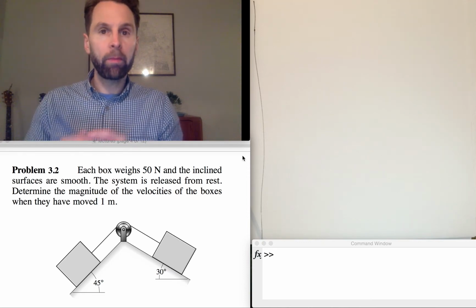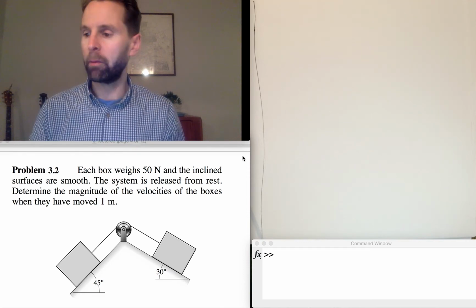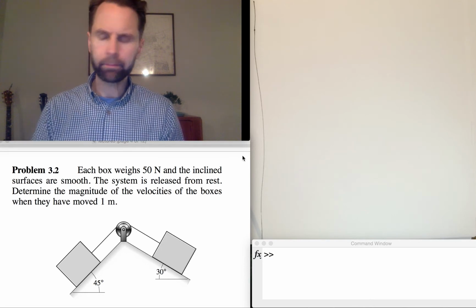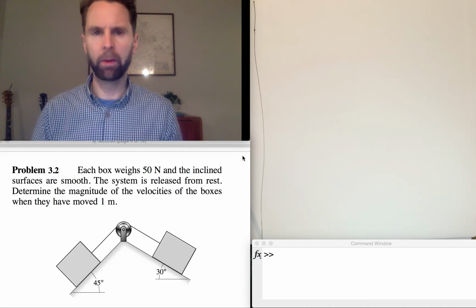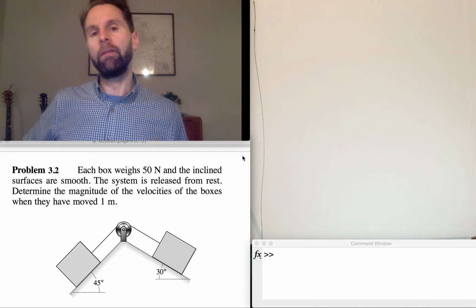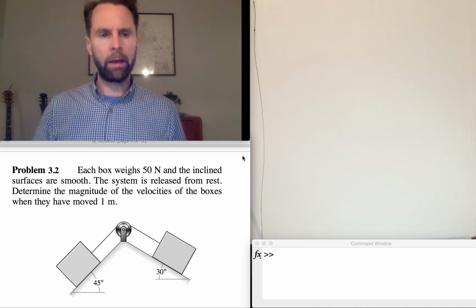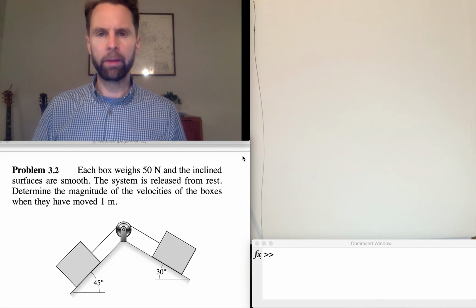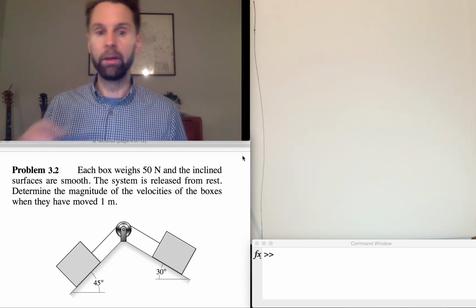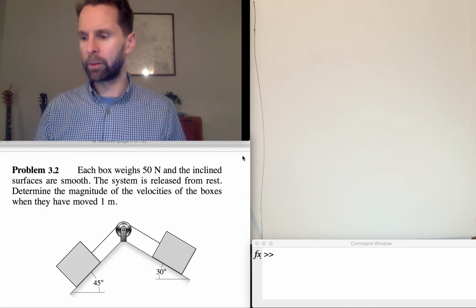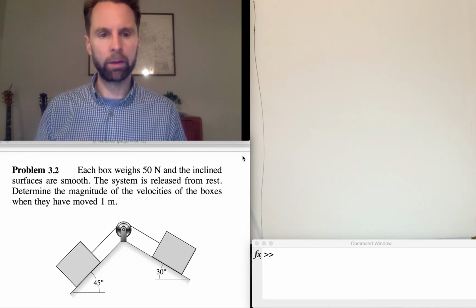Okay, problem 3.2 from lecture 3. This one's two-parted. The first part actually doesn't involve non-conservative forces, but we're going to do it anyway because it leads on to 3.3, which does. And so it's part one of a two-parted question.